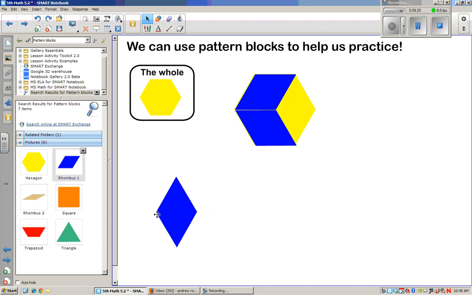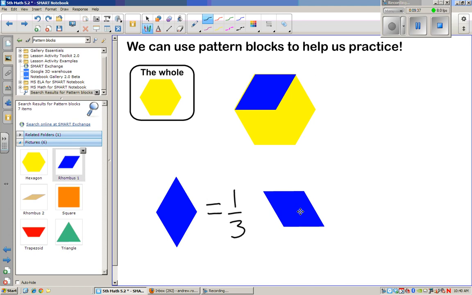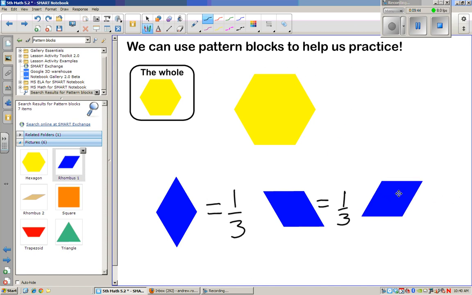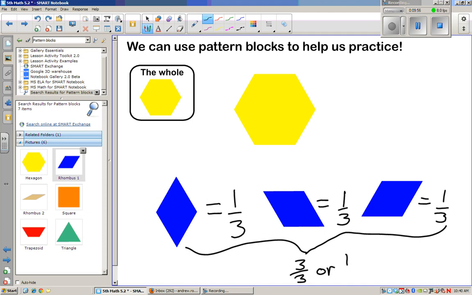So we know that this piece right here, if 3 of them make up the whole, then this rhombus must be 1/3. And if I bring this one down, then I've got another 1/3. And if I bring this one down, I've got another 1/3. And altogether, those would be 3/3, or one whole.